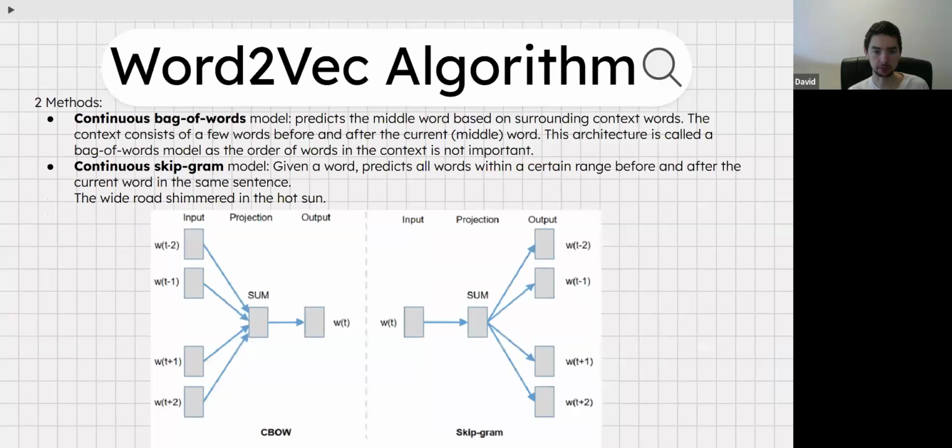First of all, are there any questions about the word2vec algorithm, or are there any questions generally about anything I said so far?